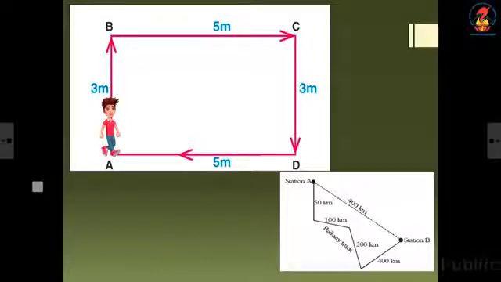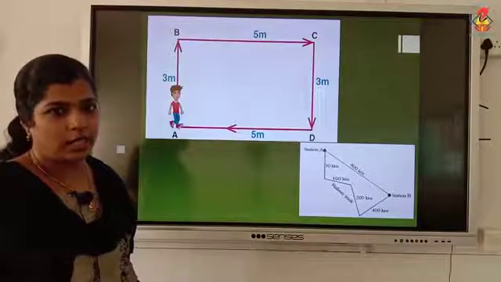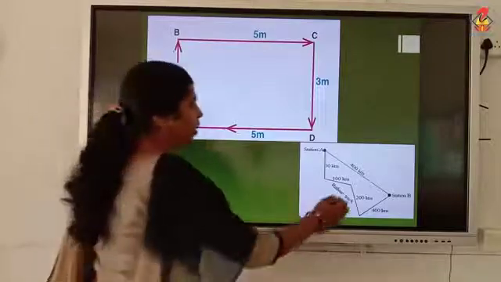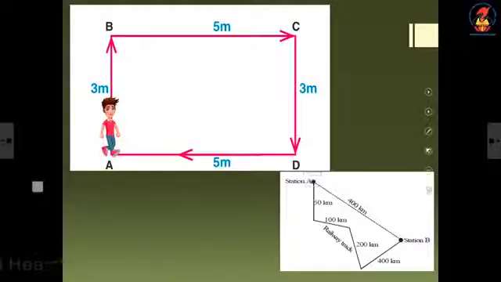So, 750 kilometer is the distance traveled by him. Now, here the shortest distance, the straight line distance, is given, that is 400 kilometer. So, the displacement is 400 kilometer, and the distance traveled will be 750 kilometer.